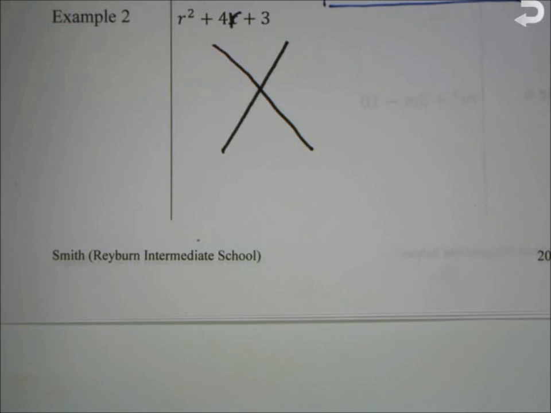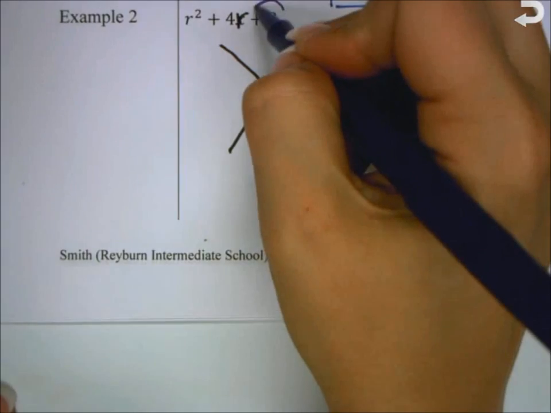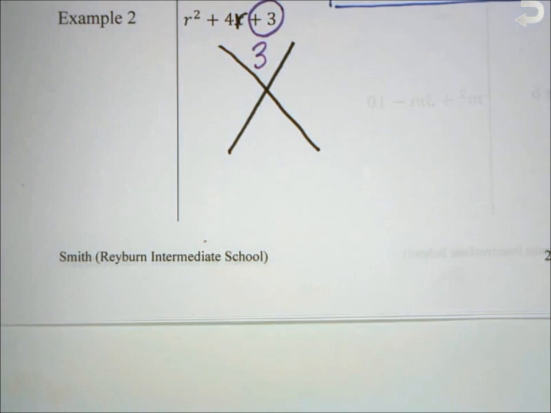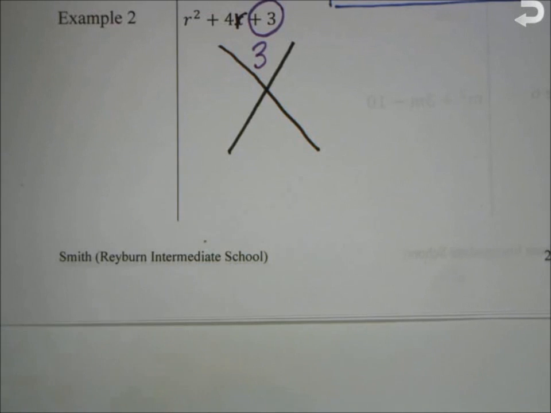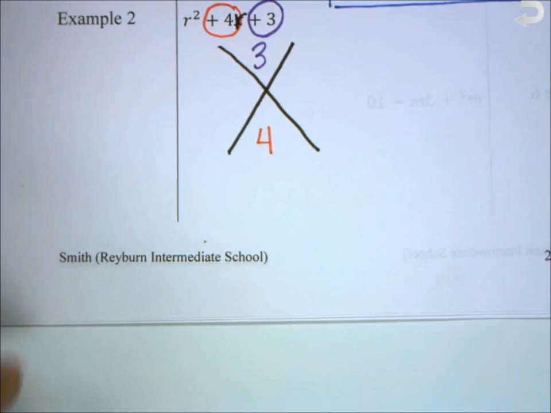Okay, so what number goes at the top? 3, and it's a positive 3, right? Remember, the sign makes a difference. This is a positive 3. What goes at the bottom? Positive 4. So we're going to put 4 at the bottom. Okay, factors of 3 are what? 1 and 3, and they're the only ones, right? So we put 1 on the side and 3 on the other.